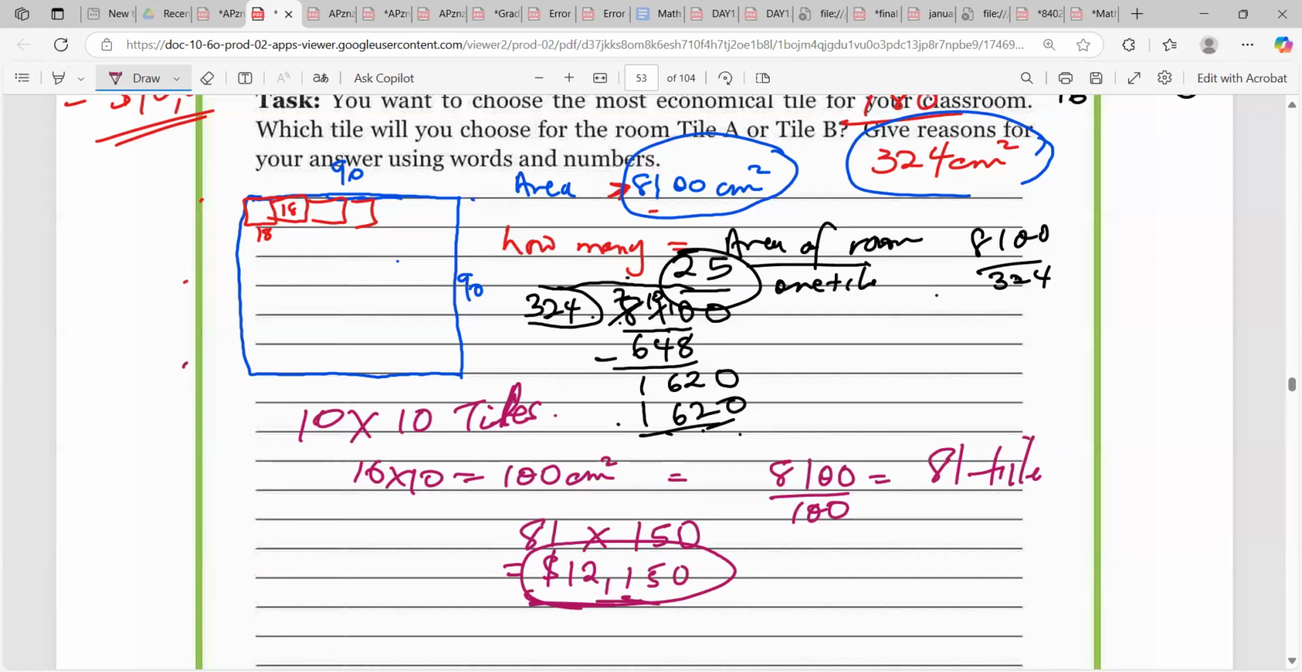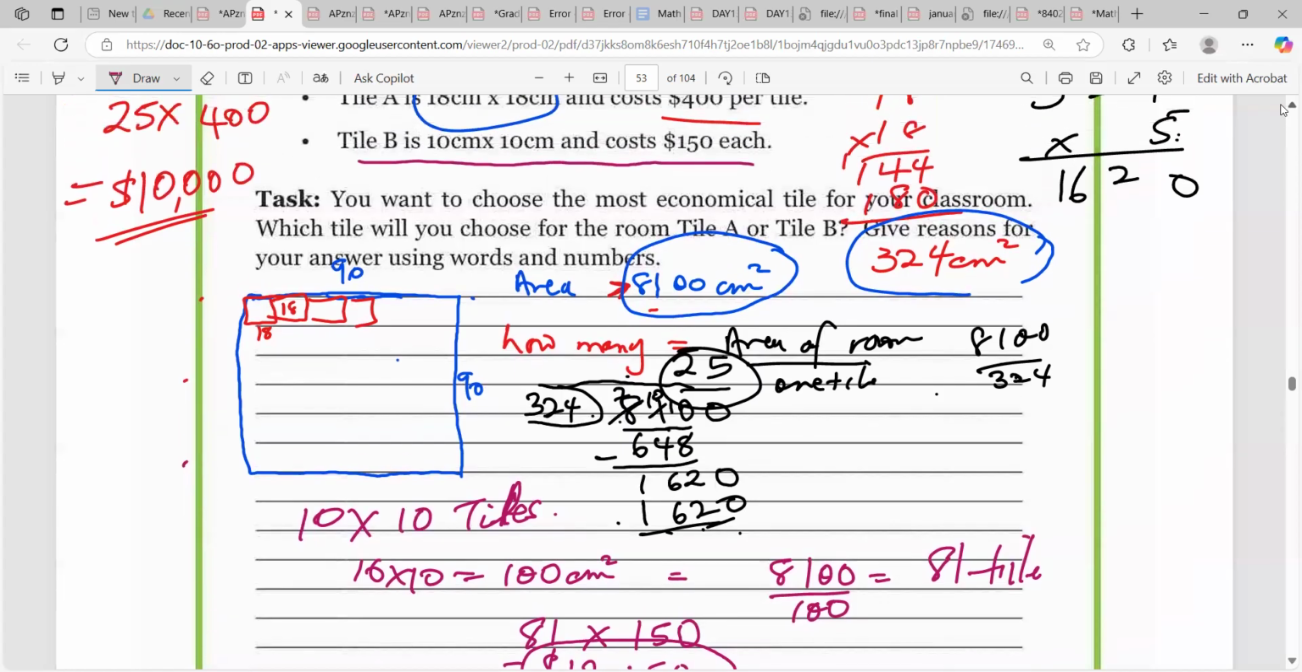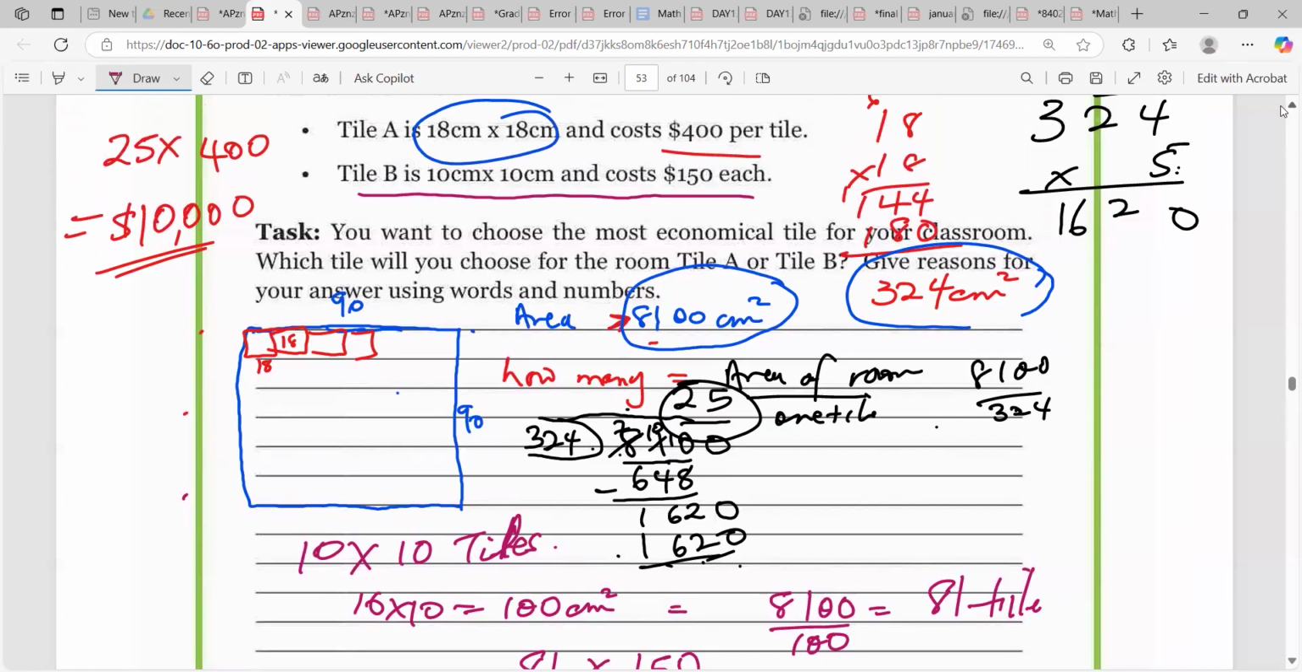Who is going to choose the 12,000 one as the better option? Not me. Nobody. All right, I agree. So guys, what I want you to do as an exercise, not now, is work out the other dimension. So tile A would have been more economical.